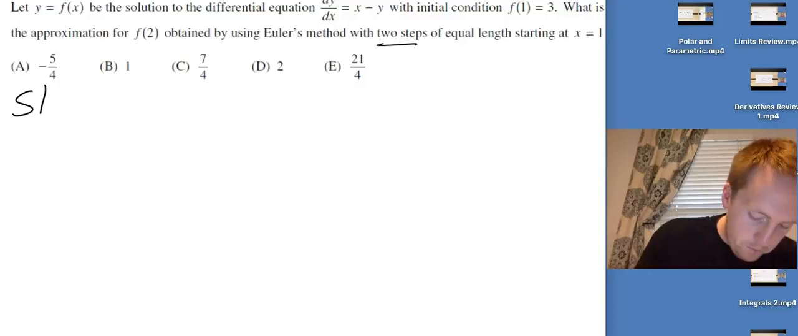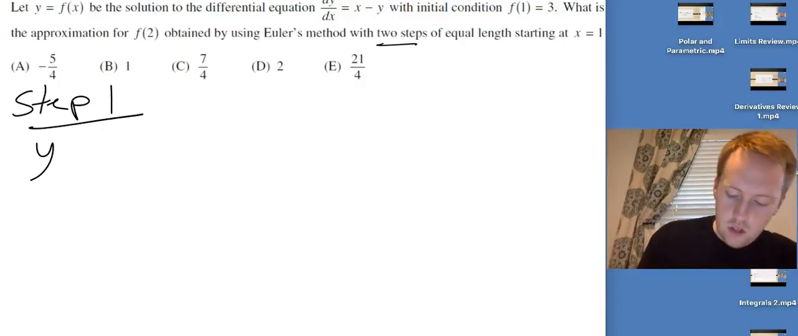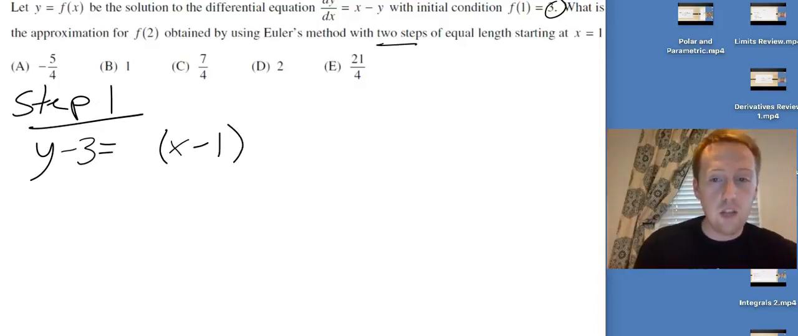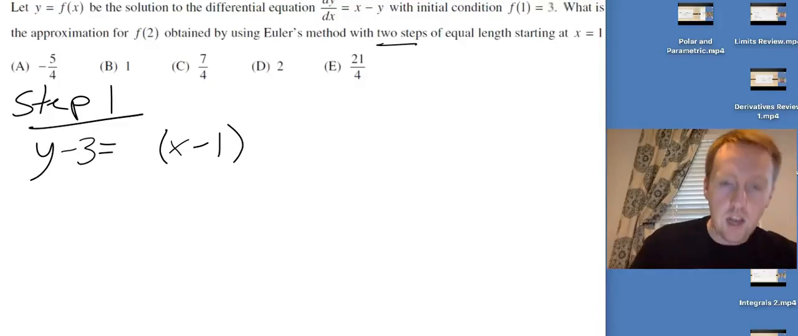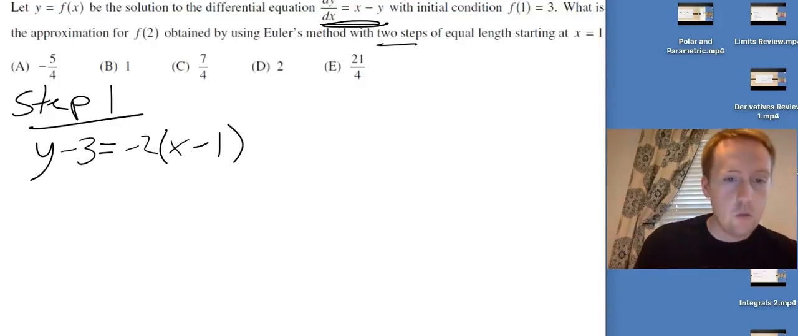So step 1, we need to find the tangent line in the first place. So y minus 3 equals something times x minus 1. Well, to get the slope, I'm just going to plug in the point that I know. I'm going to plug in 1 comma 3. So that's going to be negative 2. I just plugged that into dy dx. That's how I got the slope.